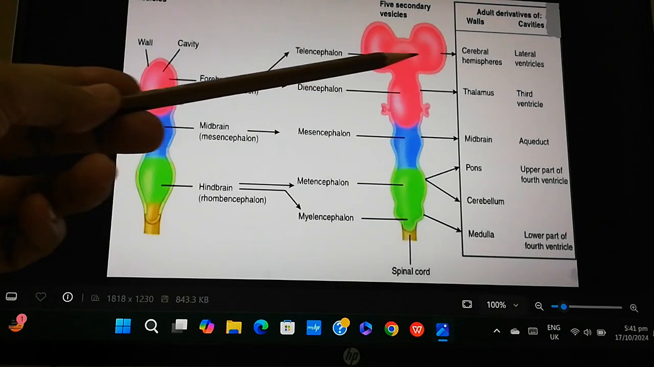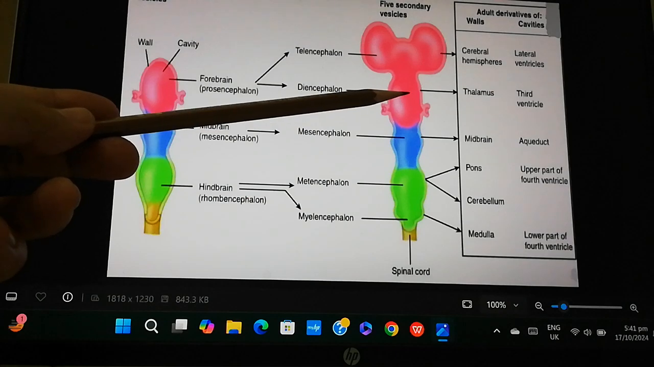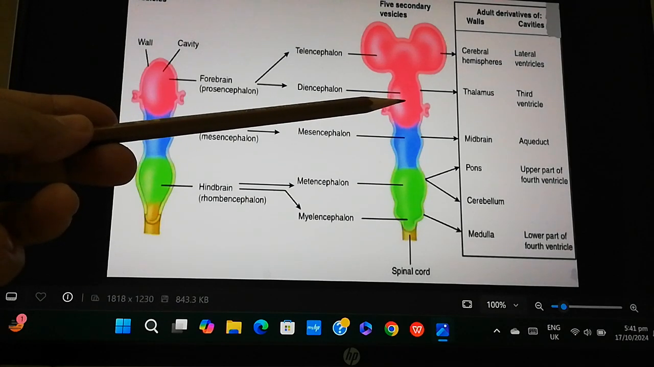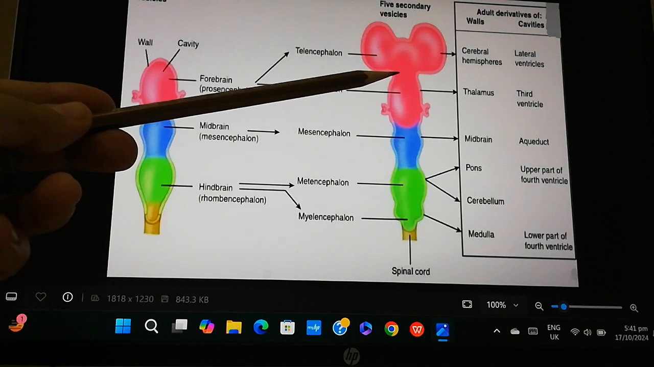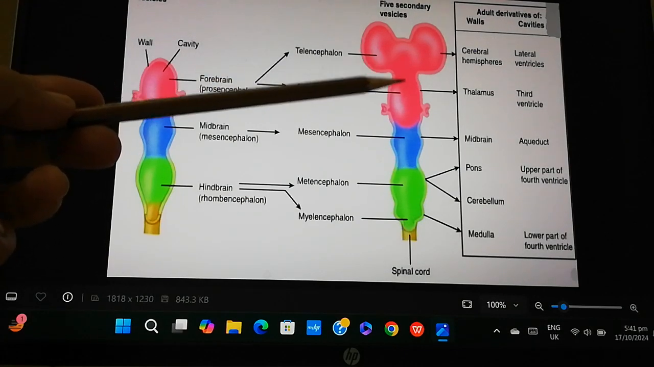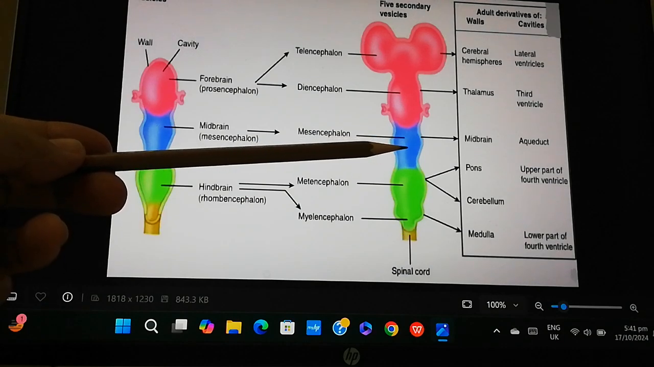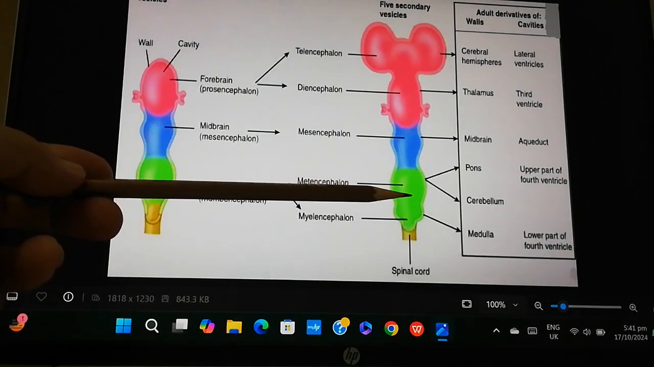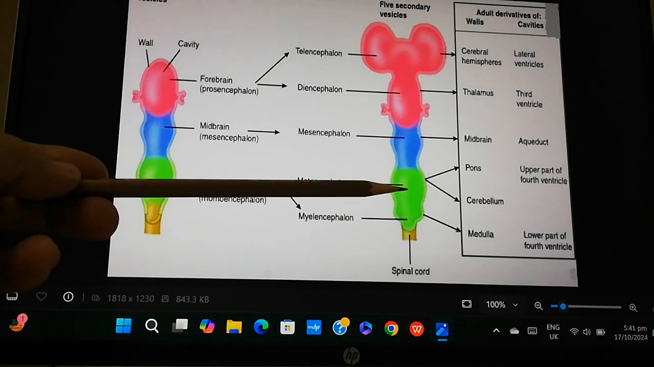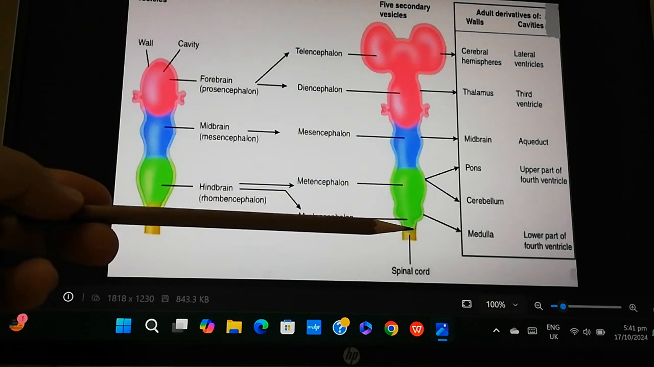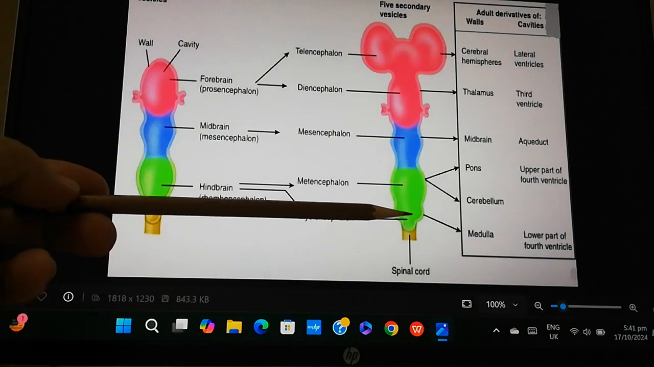So there are two lateral ventricles, right? And we see the diencephalon, future thalamus, that will hold the third ventricle, and they will communicate with each other through the interventricular foramen of Monro. Then you see the midbrain that carries the aqueduct of Sylvius, right? Then you see the rhombencephalon, the metencephalon and the myelencephalon, they will be having the fourth ventricle. And of course the spinal cord that has the central canal.